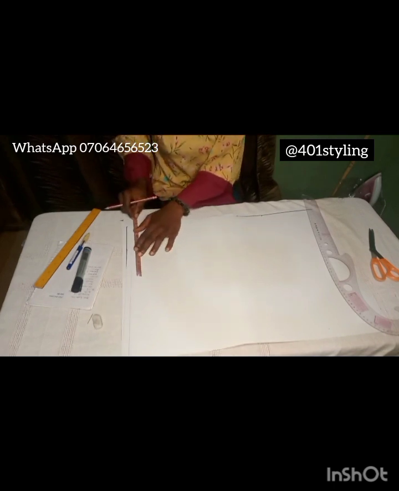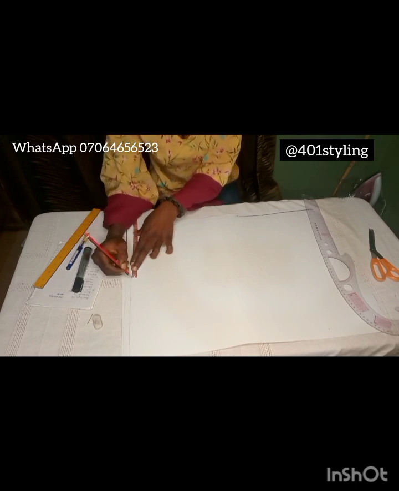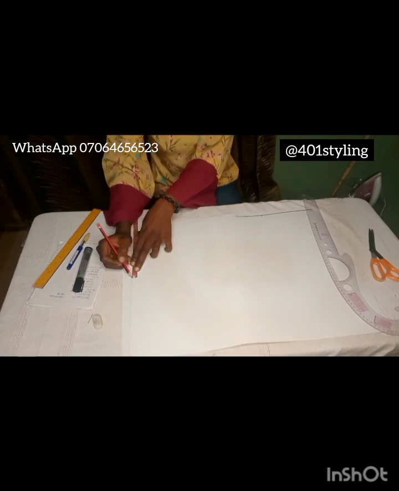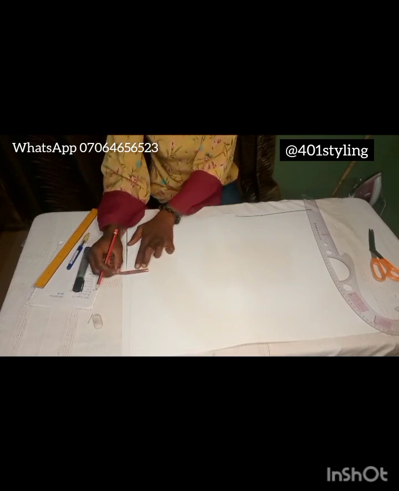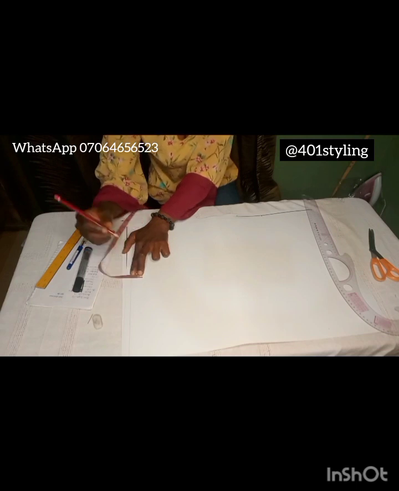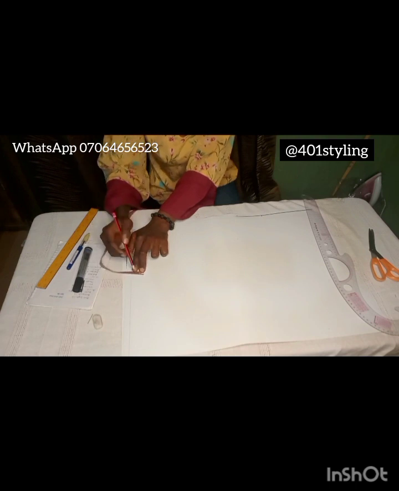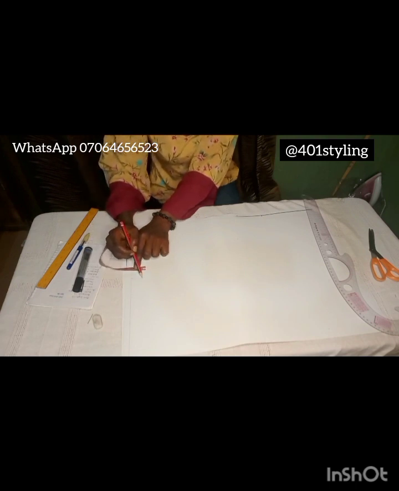My shoulder measurement divided by 2. So I have 15 divided by 2, that is 7.5. You mark the 7.5 like so. Then from that point, you come down by 1 inch for the shoulder slope. I already explained what the shoulder slope is. Then you can use your pencil to draw a very faint line, just to be like a guide for you.